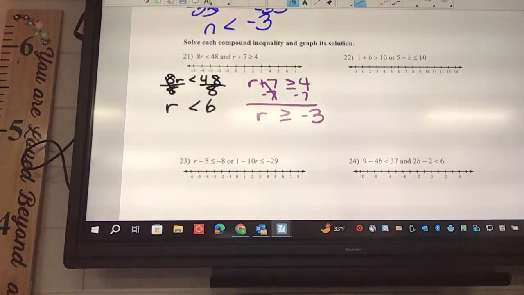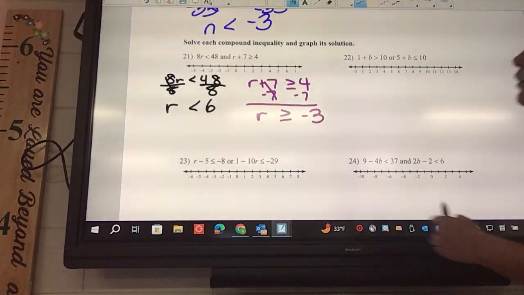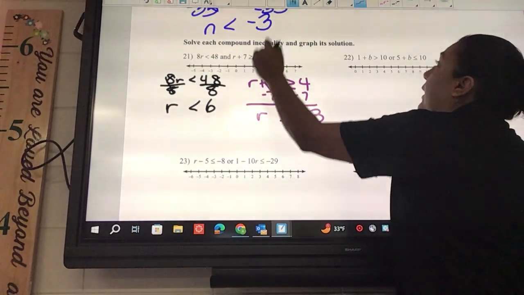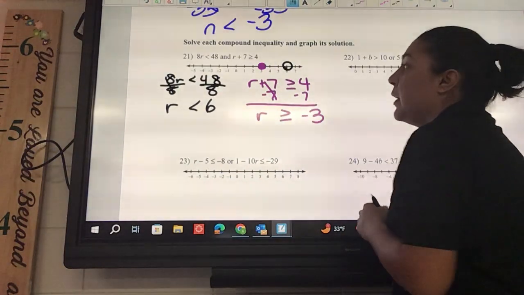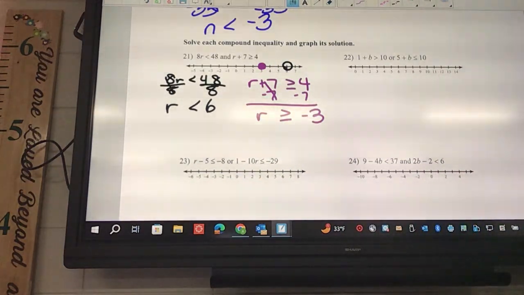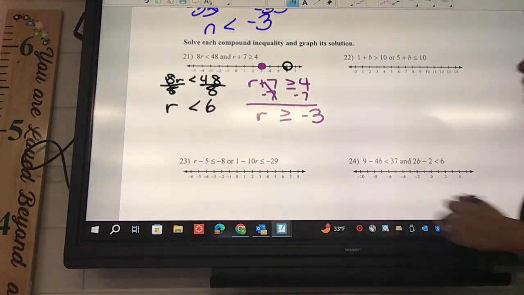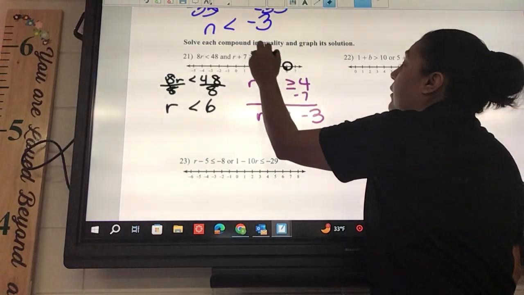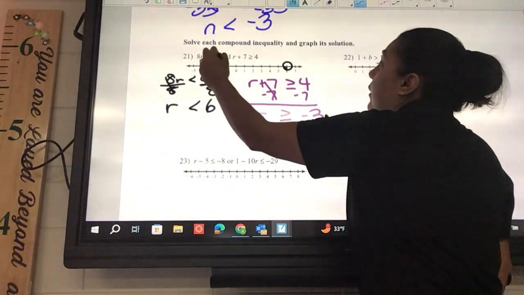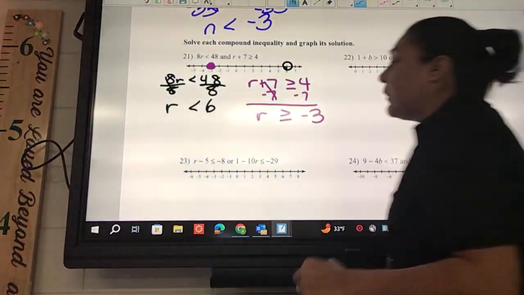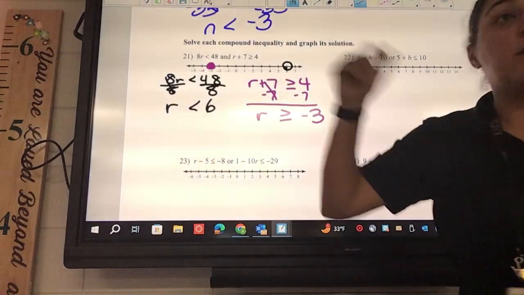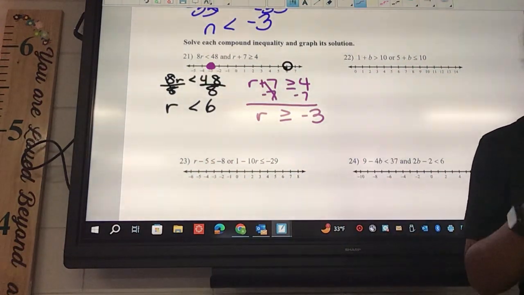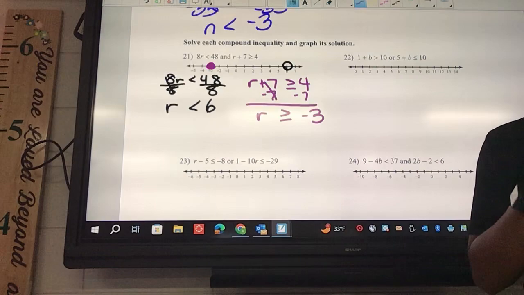Okay, on the -3, is that going to be open or closed? Closed. Okay, what about the 6? It's going to be open. I made a mistake. I did put it on the +3. Okay, it should be on the -3. Mine should be way down here. And again, see how one of our dots is a solid dot and the other one is not? That's totally fine. Is this an and or an or? And, so should they be pointed in or out?